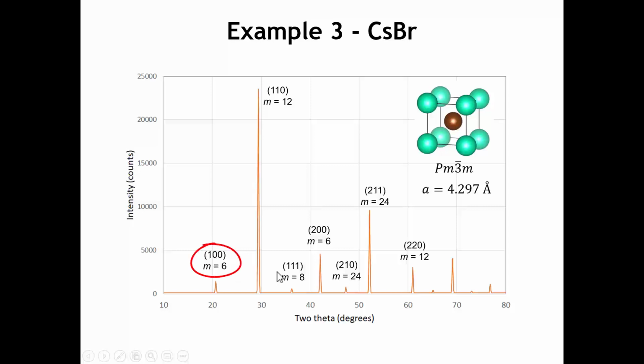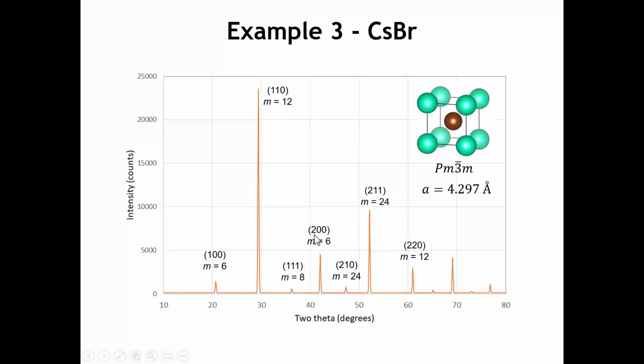So the 100, the 111, the 210, in all of these cases, h plus k plus l is an odd number. And that means the structure factor for these peaks is going to be the difference between the scattering of cesium and the scattering of bromine. And notice that these three peaks are all quite small. Whereas the strong peaks, like the 110, the 200, the 211, the 220, these strong peaks are ones where h plus k plus l is an even number. And so in those cases, scattering off of bromine and scattering off of cesium is constructive. They're adding together. And that's what makes these peaks stronger.